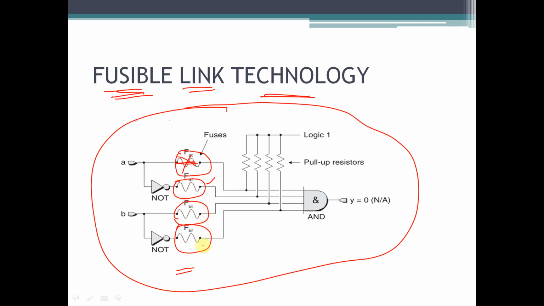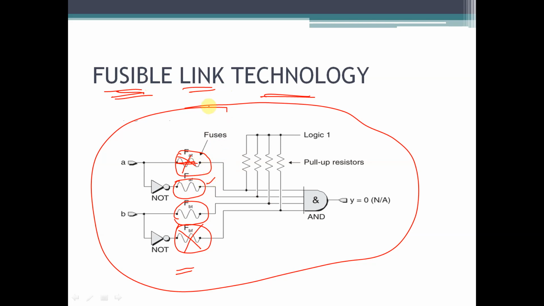For example, in this case, if we want to remove this connection and this connection, we can remove them by applying more current. So in fusible technology, the programmer, after getting the device, will program it by applying more current at the specific fuses.